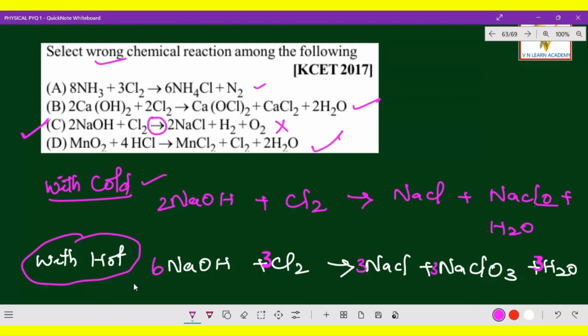With hot condition, with cold condition, what are the products, you just check it. But actually what they are giving is NaCl plus H2 and O2. So actually water molecule only it has provided, H2O2 will not be provided. So completely it's the wrong option. I hope you got the clarity. Come on, let's go to the next question.